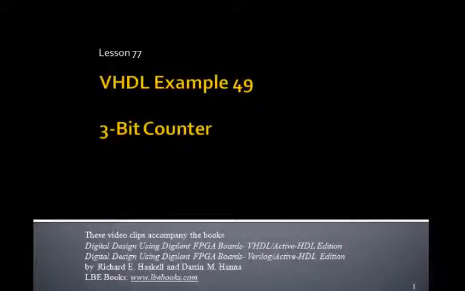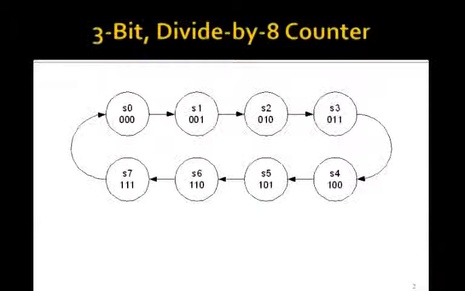This is lesson 77, VHDL example 49. In this example, we'll use VHDL to design our 3-bit counter. You remember from the last lesson, this was the state diagram we had for a 3-bit counter, where the states just count from 0 to 7 and then repeat.